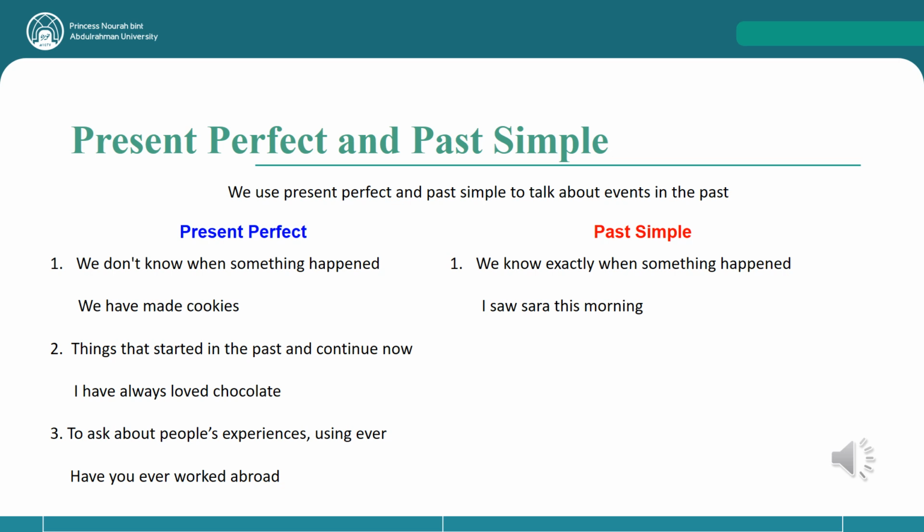We use the past simple when we know the exact time something happened. For example, I saw Sarah this morning. We saw Sarah and the exact time is this morning.